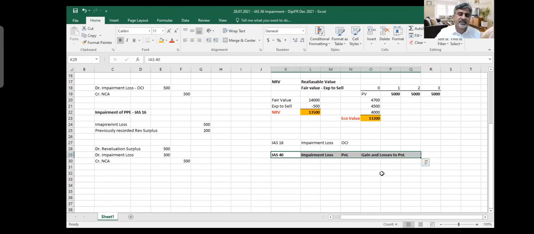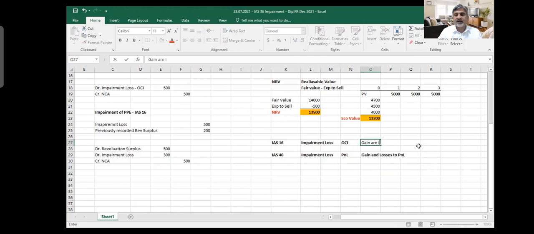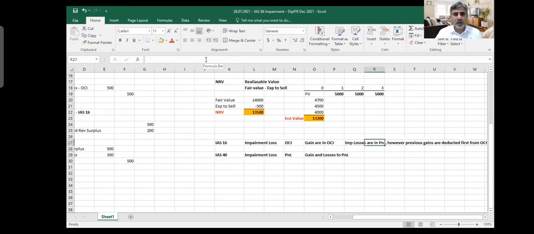It is management's decision. You don't have the concept of other comprehensive income or revaluation surplus in case of investment property. In case of IAS 16, you have a different treatment. In IAS 16, your gains are in OCI. Gains are in OCI, that is for sure. And your impairment losses are in P&L. But before impairment losses go to P&L, previous gains are deducted first from OCI. Because we know that impairment is a loss, and impairment is what?